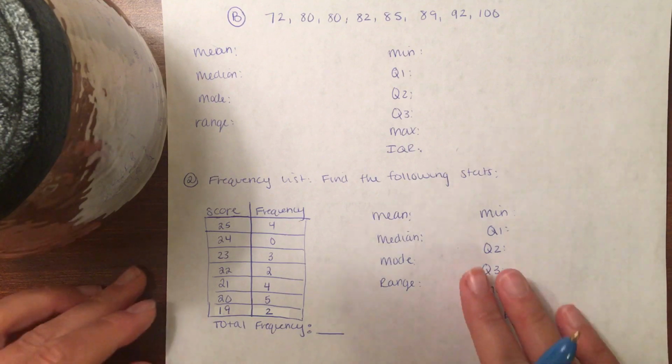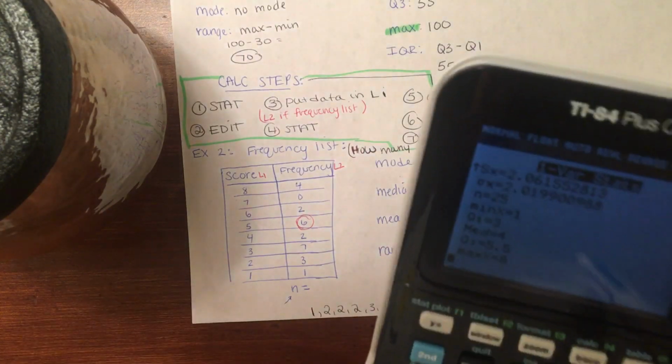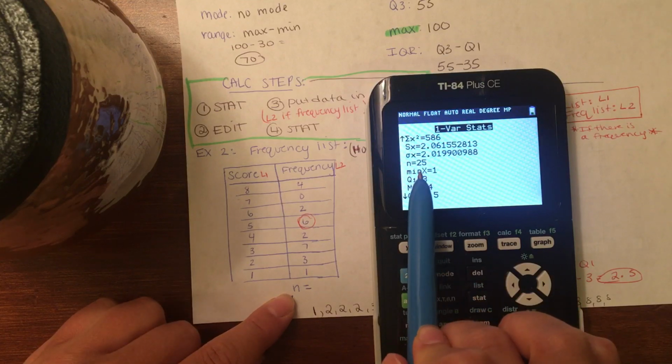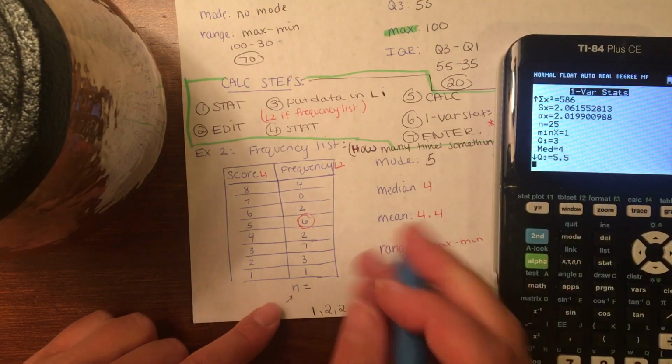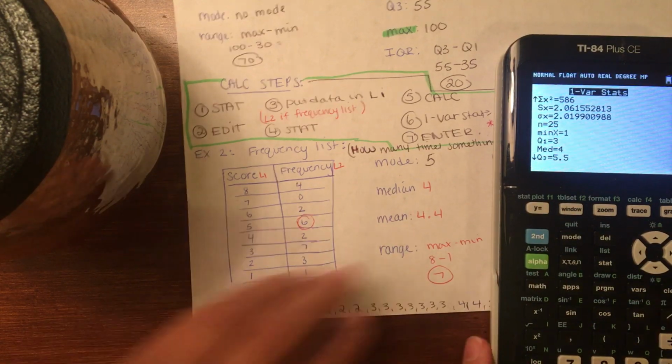I forgot to do something on the front. I'm just looking at this. Total frequency, whoopsies. N represents your total frequency. Your calculator does that for you as well. I forgot to show you. N, there's 25 numbers here. And the way you calculate that is you add up all the frequency, or you can just look here, 25. If I were to add all these numbers up, there'd be 25 scores total. Sorry about that.